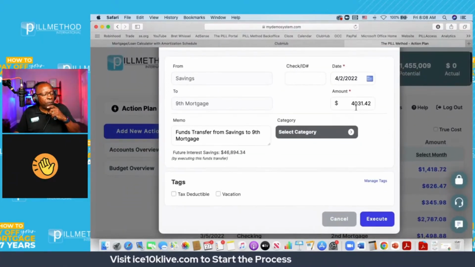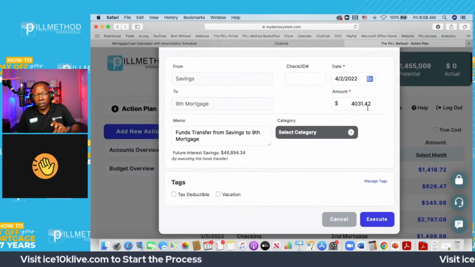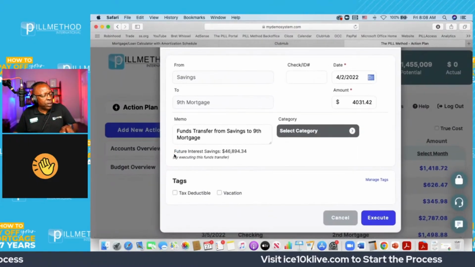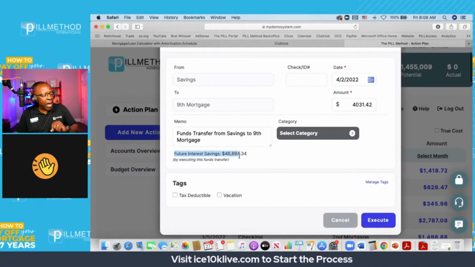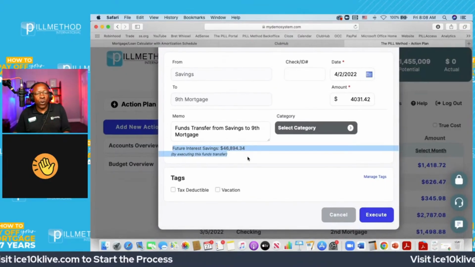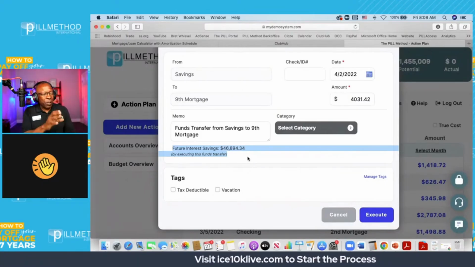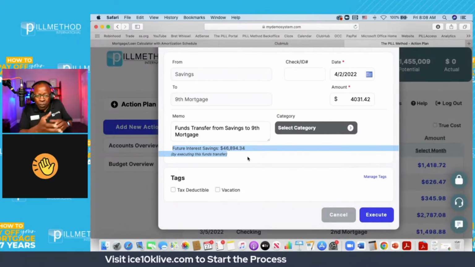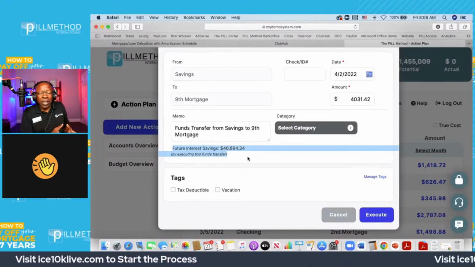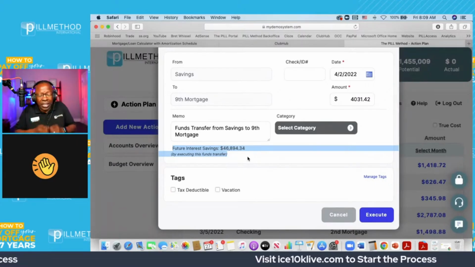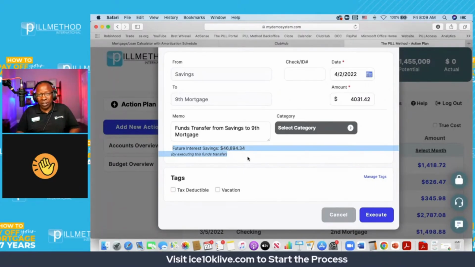When we pay that $4,031.42 to this mortgage, it's going to save us, can you see this future interest savings? $46,894.34. Are you telling me that this real estate investor, by paying an extra $4,000 that he probably has in a reserve fund, is going to save him $46,000 in interest? How can that be? Here's how. Let me show you.